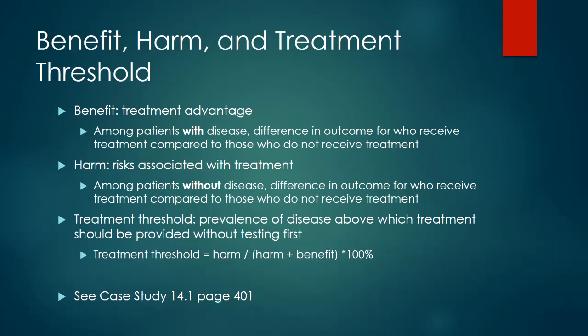This tells us the prevalence of disease above which we should treat patients without testing them first. So the treatment threshold is calculated as the harm divided by the harm plus the benefit, and we typically multiply this by 100% to get a percentage. So in other words, if we calculate a treatment threshold of 30%, then if more than 30% of the people in the population have the disease we're interested in and present with some symptoms, we should go ahead and treat them rather than testing first to confirm that they do in fact have the disease.